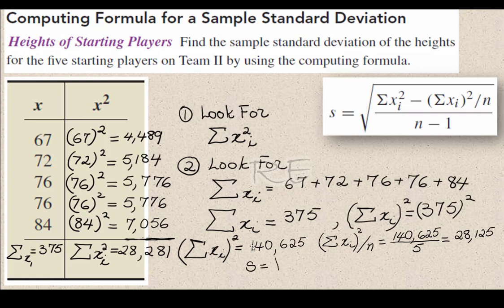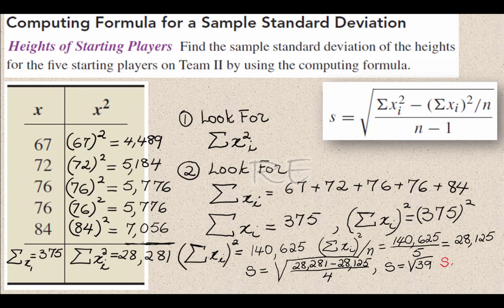Now s becomes the square root of the sum of the squares, which is 28,281, minus the square of the sum divided by n, which is 28,125, divided by 4. So it's going to be equal to the square root of 39, which is approximately 6.24.